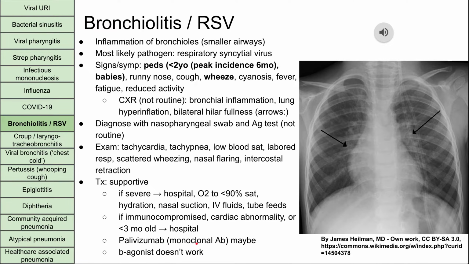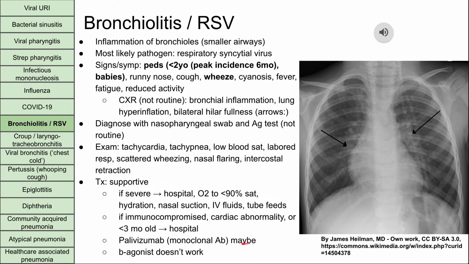There's this monoclonal antibody called palivizumab that's pretty expensive, and there are very specific indications for using it. It's an antibody against RSV. Some people call it a vaccine for RSV, but it's not really a vaccine, it's just an antibody. It's very expensive, so in order to get insurance to pay for it, they have to meet these criteria. And those criteria are usually preemies, immunocompromised, cardiac abnormalities, things that would land people with RSV in the hospital anyway.